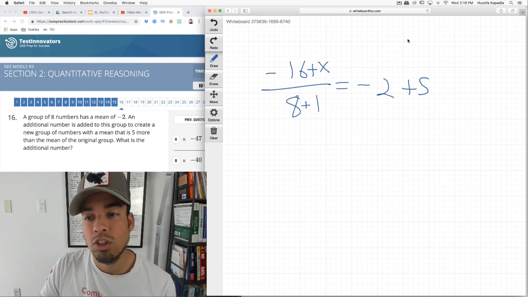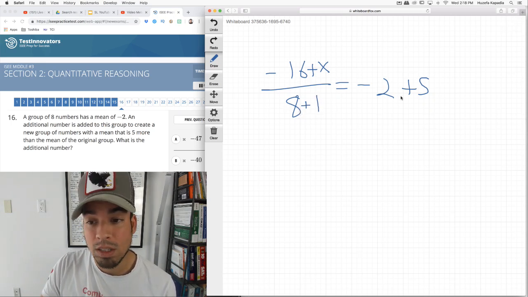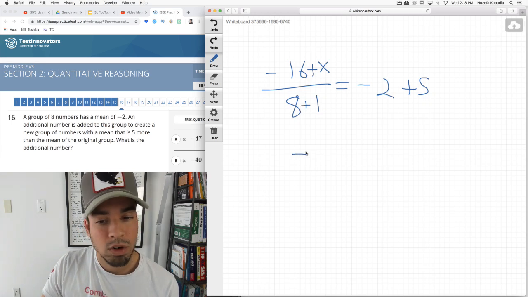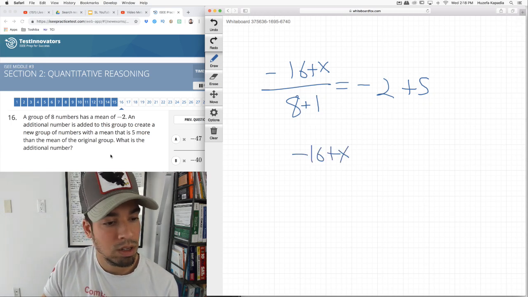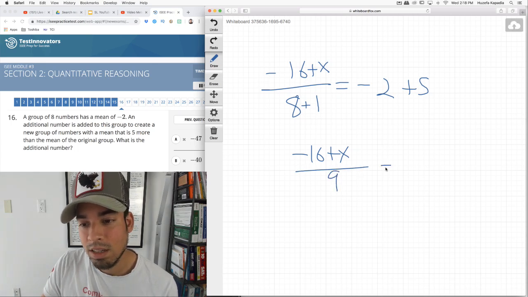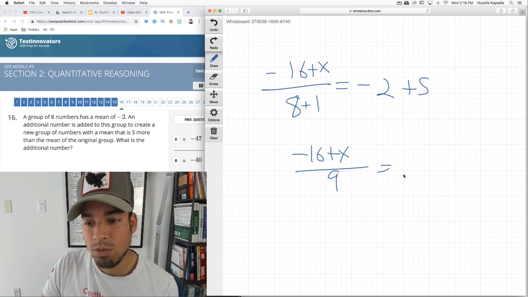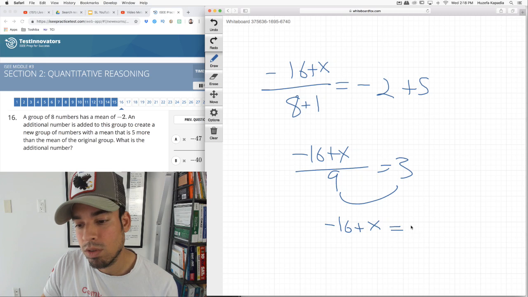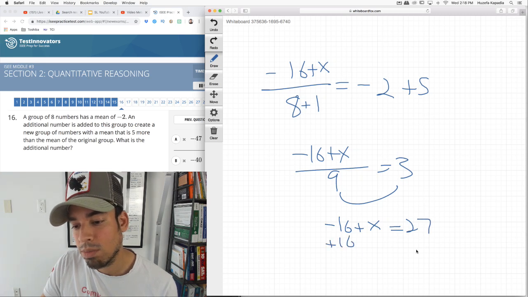Because what we did, I took my original thing, which is total divided by the number of items equals the mean. They said the mean goes up by 5 when we add some number. And then, by the way, now we don't have 8 numbers, we have 9 numbers. So our new equation is -16 plus, and they say, what is the additional number, which is x. So it's already set up for this. Equals -2 plus 5 is 3. Multiply both sides by 9. And we get -16 plus x equals 27. Add 16 to both sides, and x equals 43.